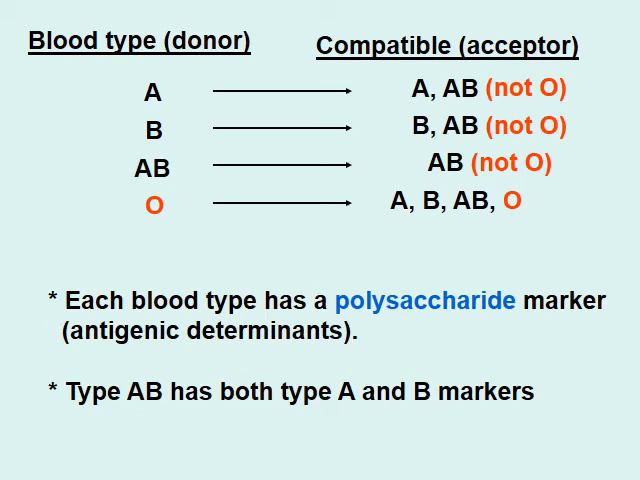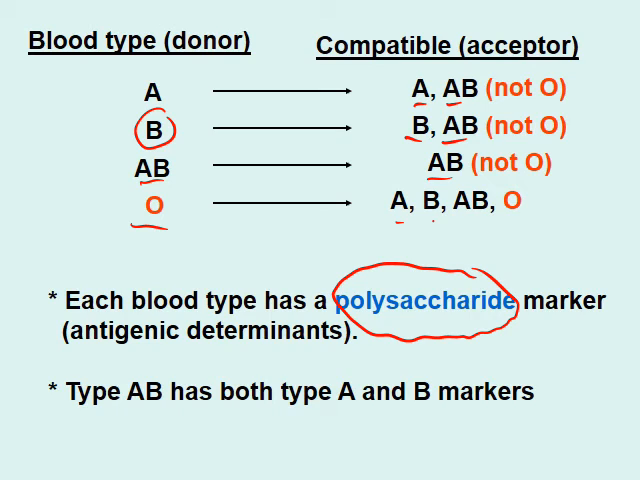Now, blood type A is compatible with A, AB, but not O. On the other hand, if donor type is B, it is compatible with B and AB, but not O. If blood type is AB, it is compatible with AB, not O. On the other hand, if donor blood type is O, every blood type as an acceptor would be acceptable: A, B, AB, or O. Now, composition of blood type has a polysaccharide. So it's very important that we understand this sugar chemistry.